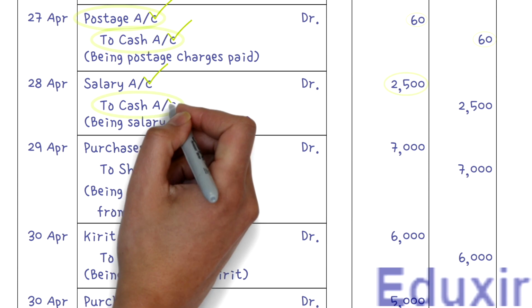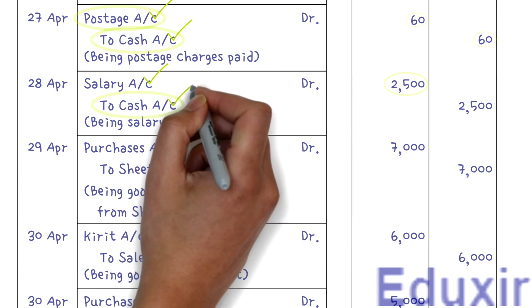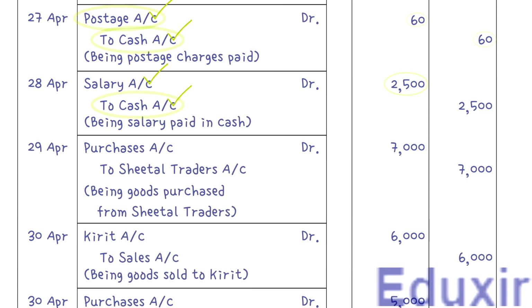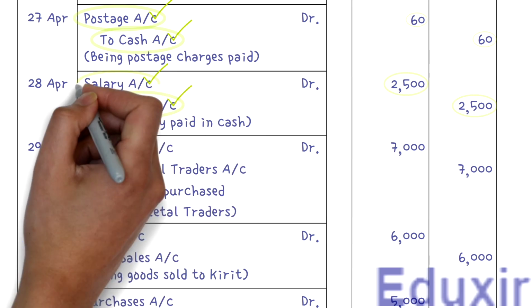As the name suggests, it needs to be posted on the credit side of cash account and the credit amount is 2500 rupees. Note that the details that need to be posted into the particulars column is salary account.